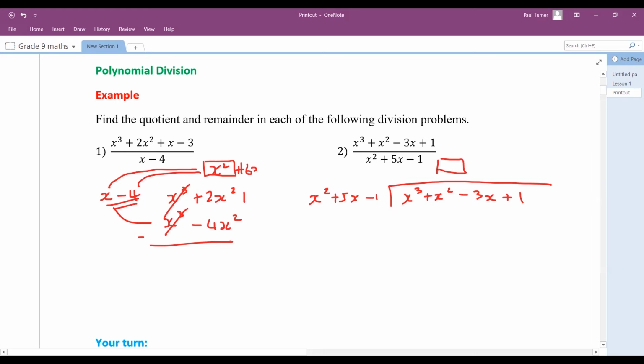What goes here? X. Right, so that would be x, because x times x squared is x cubed. But now we have 2 more terms. Doesn't matter, just do the same. X times 5x, x squared. X times minus 1, minus x. So we got x cubed minus x cubed. Good, gone. X squared minus 5x minus 4x squared. Minus 3x minus x. Minus negative would be plus x. That's minus 2x, right?